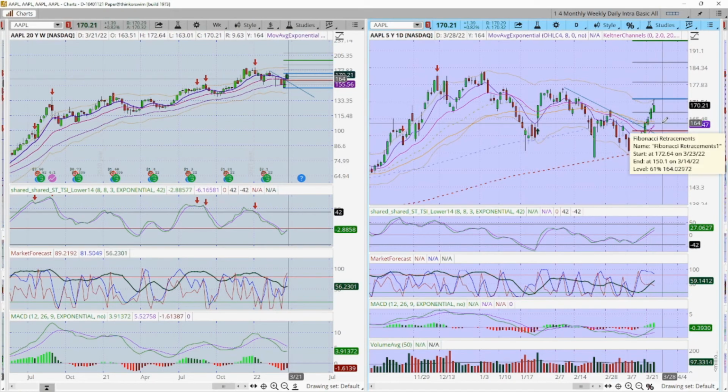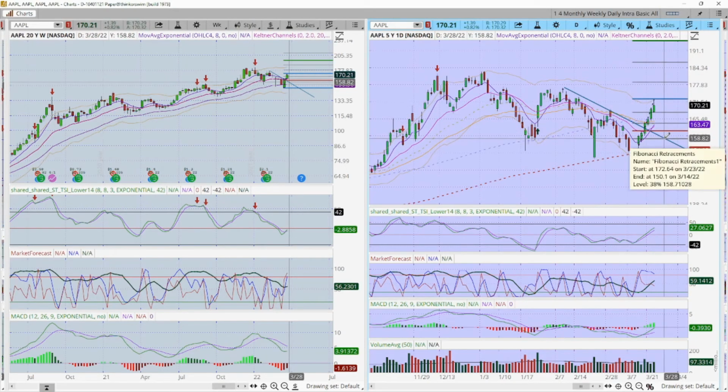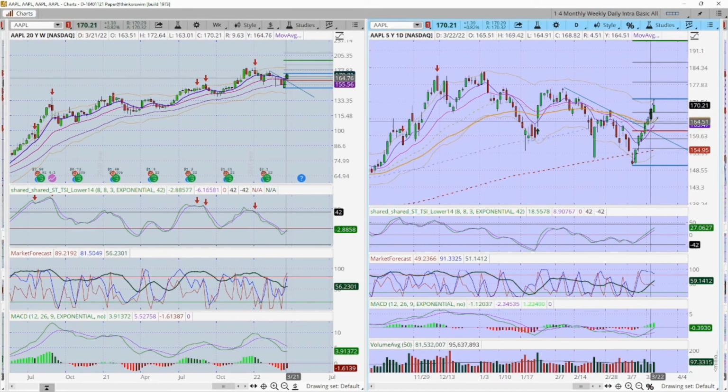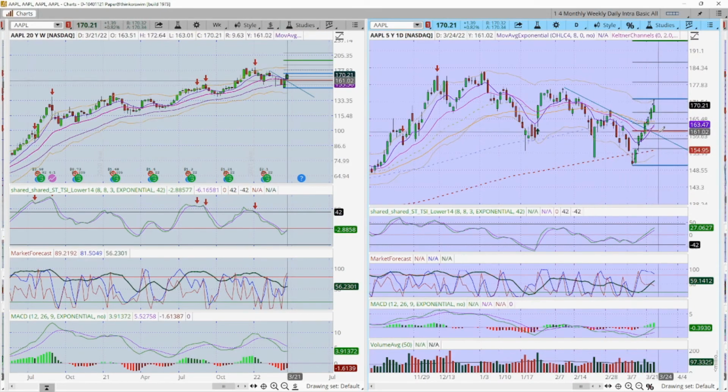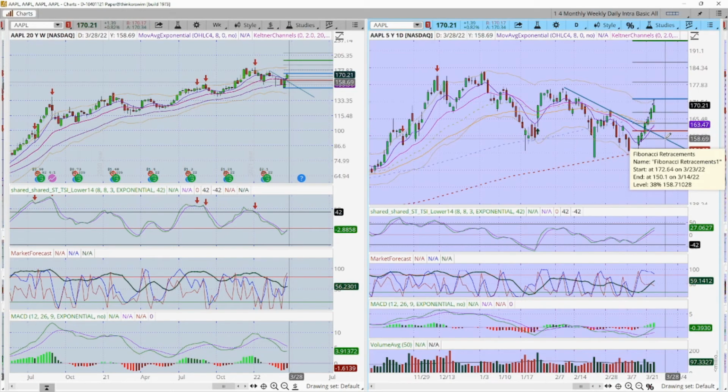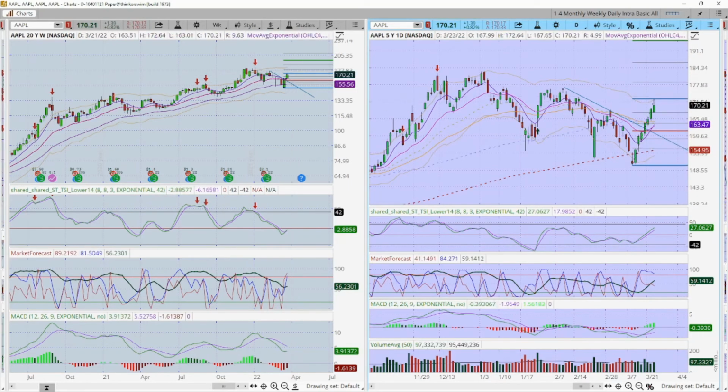So that could pull back into the magic Fib box. And again, it corresponds to the downtrend line. And so we've already passed that one. So the next area would be about 158, and that would be inside the magic Fib box. So look for a reversal there.